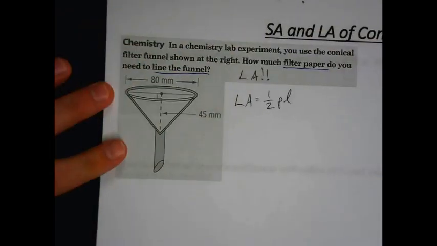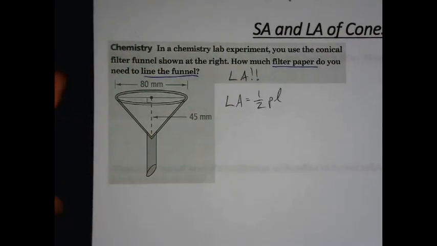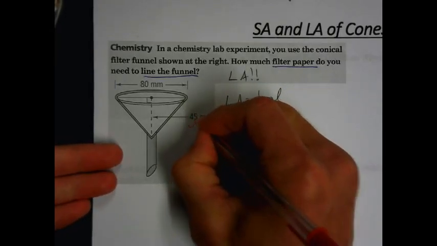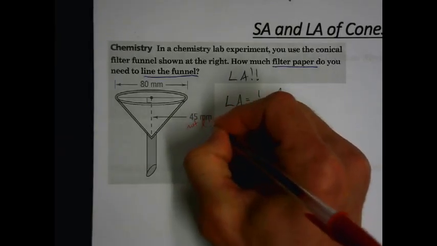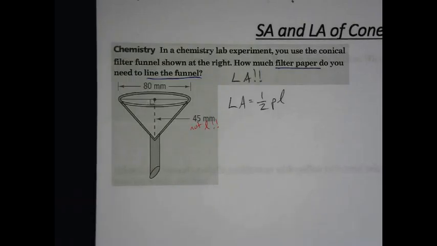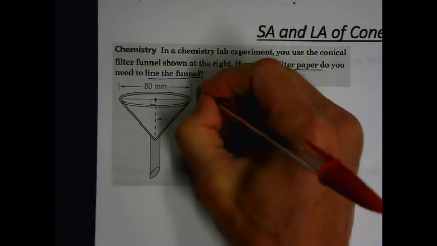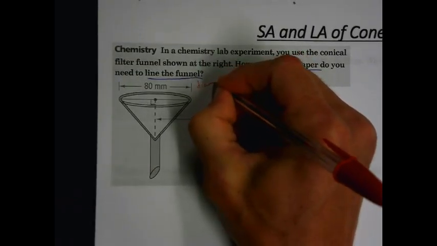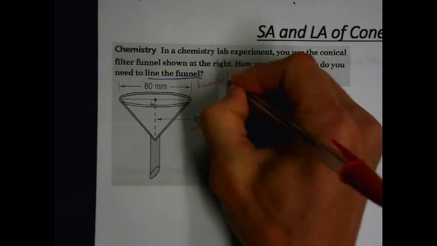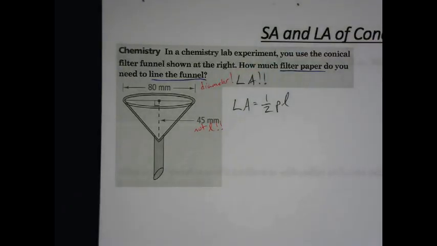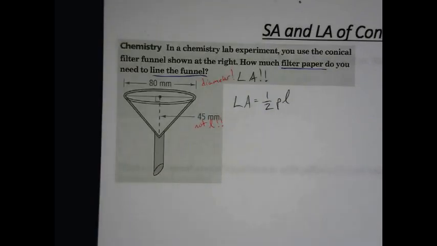Okay, so that's how we find lateral area. Now we look at our diagram and the information given, this is not giving us much. So now we have to start uncovering stuff. This 45 millimeters is not the slant height. We have to make sure we understand that. And the 80 millimeters, of course, is our diameter, so that is helpful for perimeter. So we need to find our slant height. That's what's missing. So let's first start with perimeter.